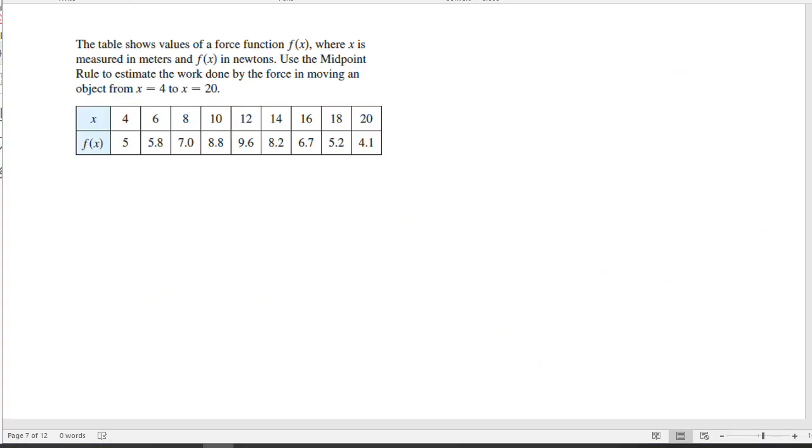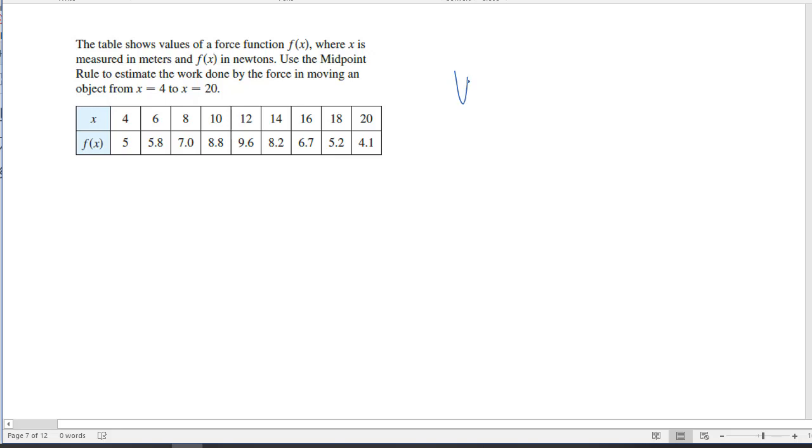So the last example I want to take a look at with you here is where we do not have a particular equation, but we have numerical data. So again, just to save a little bit of time, I did a screenshot out of Stewart's textbook. This is problem number 6 out of the exercises. The problem says that the table shows values of a force function where x is measured in meters, f of x in newtons. It says use the midpoint rule to estimate the work done by the force in moving an object from 4 to 20.